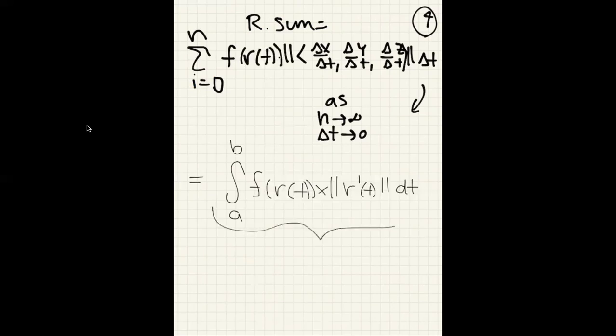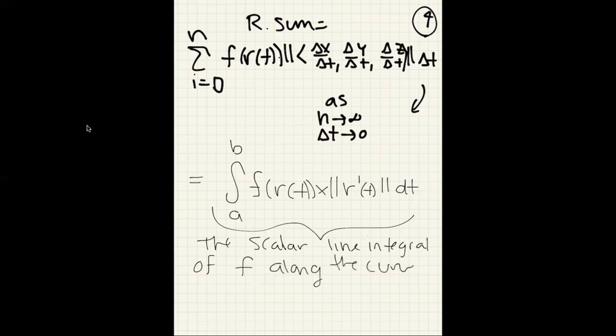You can see how each piece becomes what it's down there. And this is called the scalar line integral of the function f along the curve C, parameterized by r of t. And it's written symbolically as the integral over C of f ds.